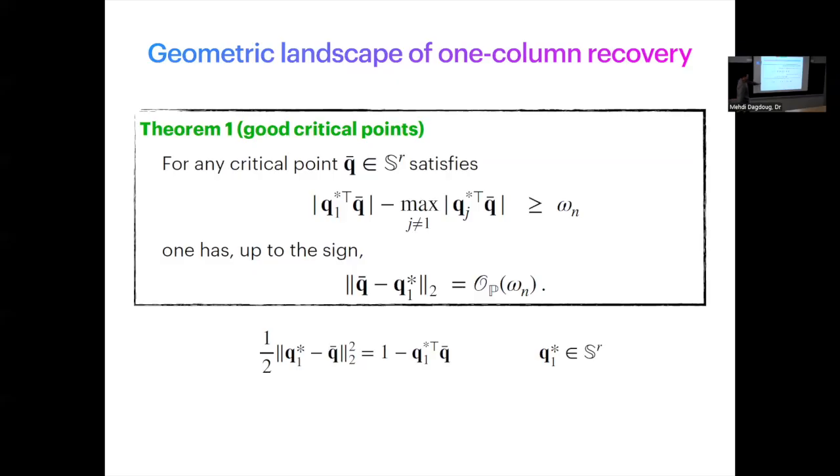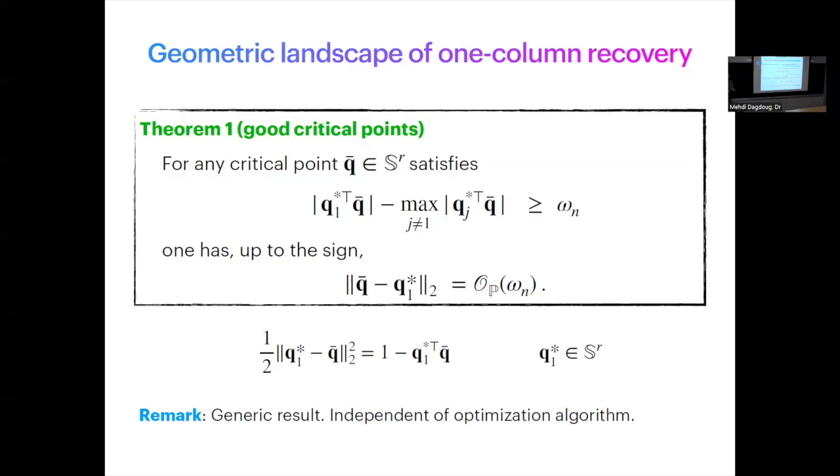And just to remind you here, this ground truth Q star is a unit norm, and this critical point, because we're working on the unit sphere, is also a unit norm. You have this following property. And actually, I want to emphasize, this is a generic result in the sense that it holds for all stationary points, regardless of what kind of algorithm you use. It's independent of the specific optimization that you use.